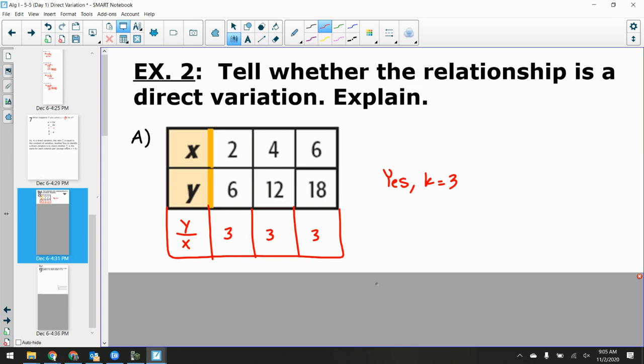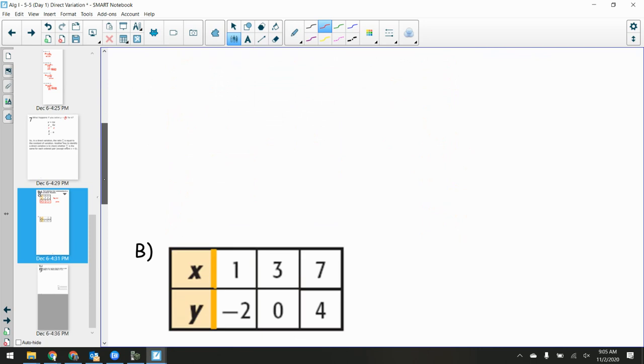Moreover, if the k value is 3, isn't y equals 3x my equation? It didn't really ask me for that. But if the k value is 3, my equation would be y is equal to 3 times x. If you take x times 3, do you get all the y values? Yep. Take a look at the next one there.